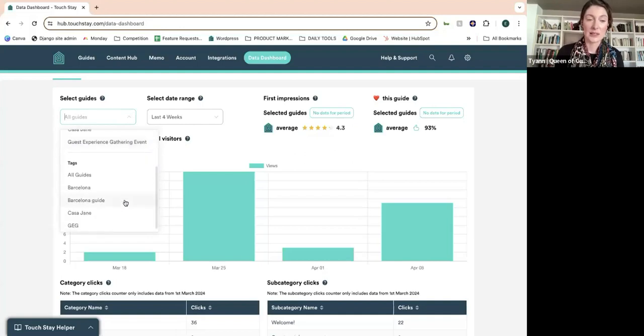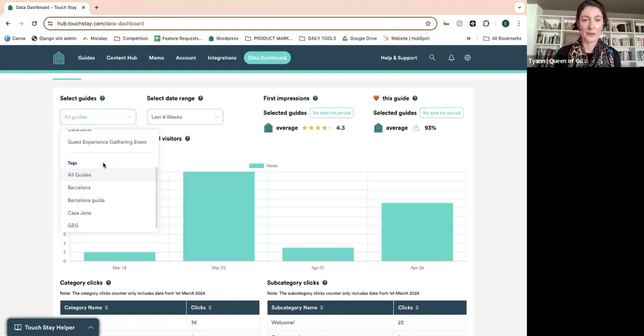Another way that you can slice the data is via the tags. So the way I have my account set up is I have a tag for each guide. That's just the way it works for me, because none of my guides are connected together. They don't really share any information, except maybe my Barcelona guide and my house guide, because they're in Barcelona and they have some common information. But a lot of our customers use tags to group together different types of information.